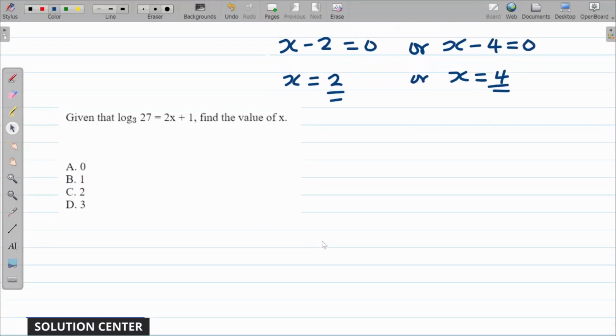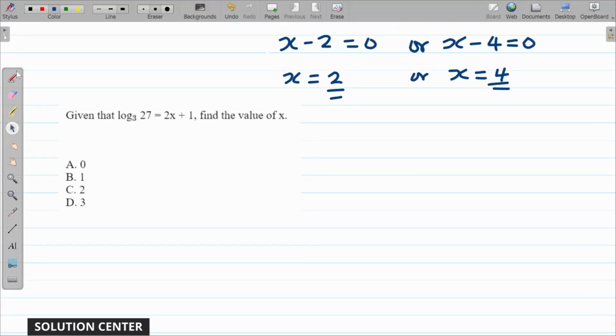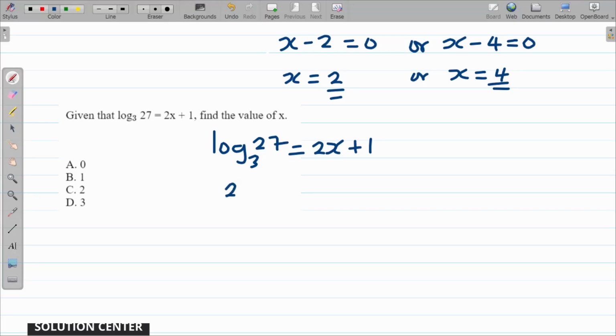So this will be the last question we are going to solve for today. And the question goes like this. Log 27 base 3 is equal to 2x plus 1. So this is very simple. Just convert it to index equation. So that means 27 is equal to 3 raised to the power 2x plus 1. So since the right hand side is in the form of 3 raised to the power something, I will see if I can express the left hand side to be in the form of 3 raised to the power something. Yes, I can do that.